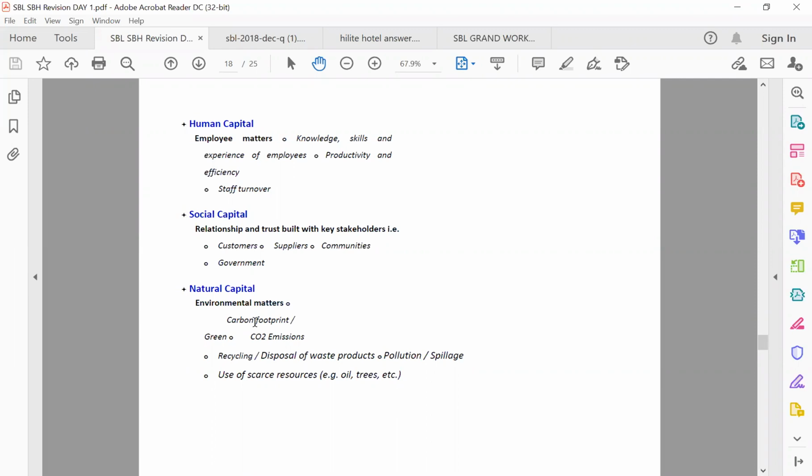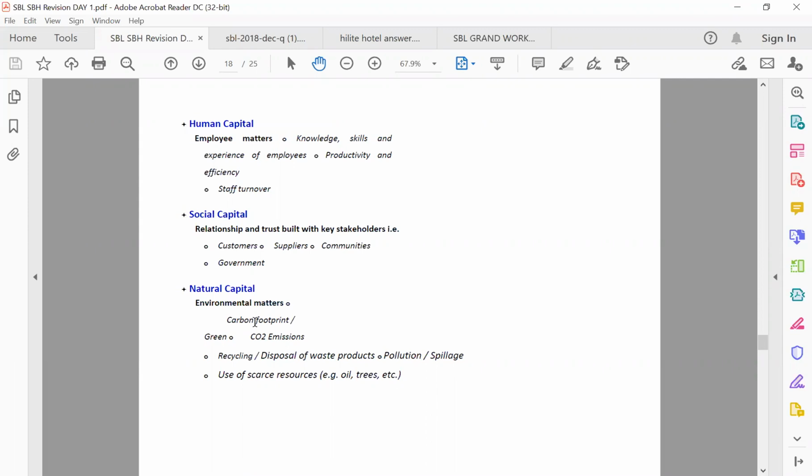Then what comes under the heading of natural capital? Basically, natural capital is all about environmental matters. These include the carbon footprint, for example, greenhouse gases, green uses, products that use green materials. Then we have got CO2 emissions. Obviously, during the manufacturing process, the company normally emits CO2.